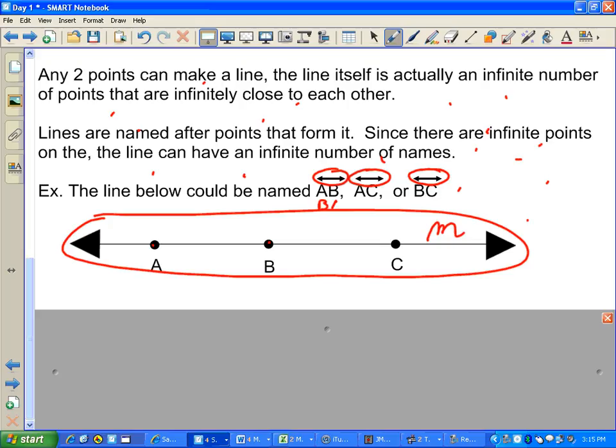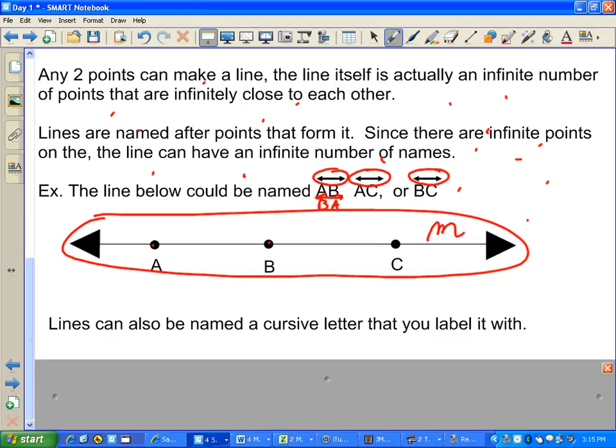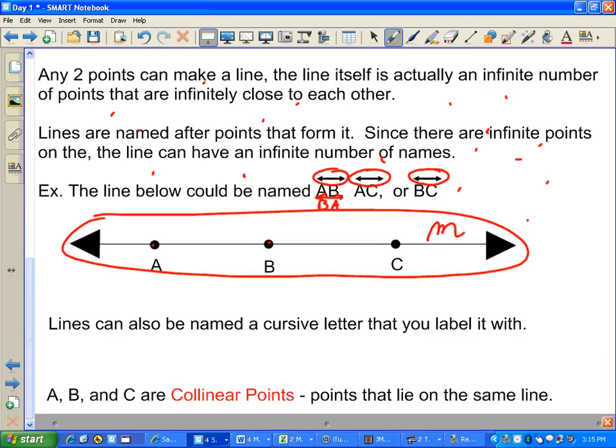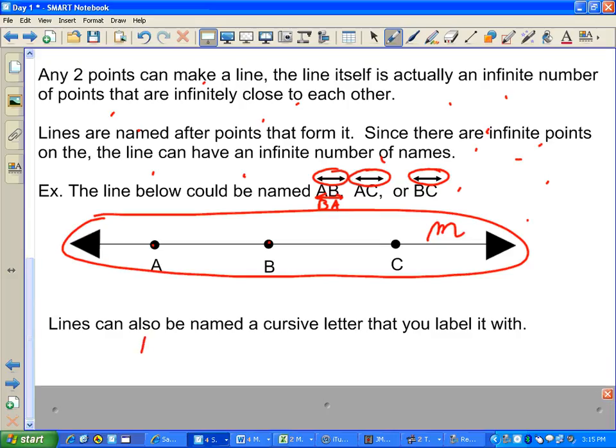So I could also say BA with a line above it, and that's fine. Sometimes the book will put a cursive letter on top of the line, like letter M, and then it'll say it is line M. Okay, but then you have to say the word line M.